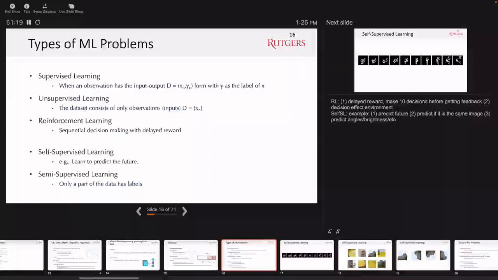We might not have enough time to cover reinforcement learning, but if you're interested, you can go to the course website. We have some reading materials for you. Okay, so this is reinforcement learning.